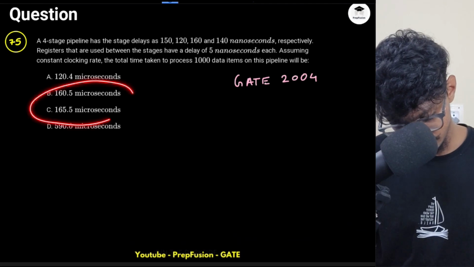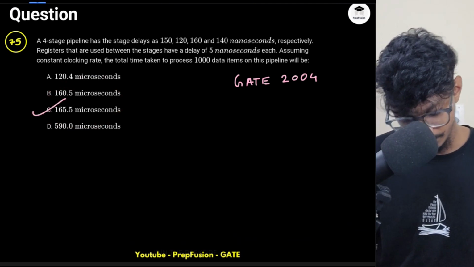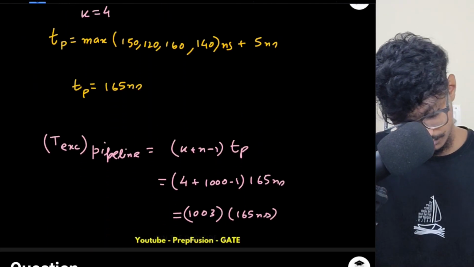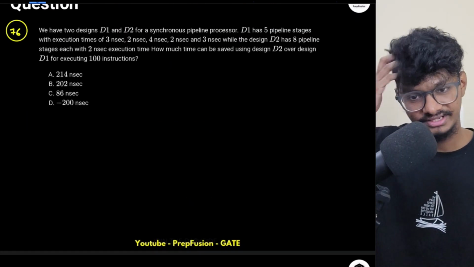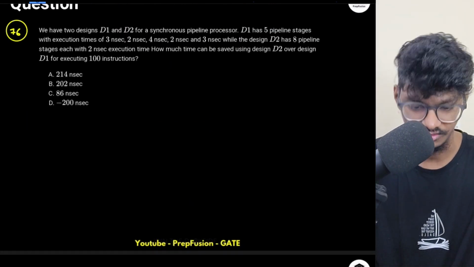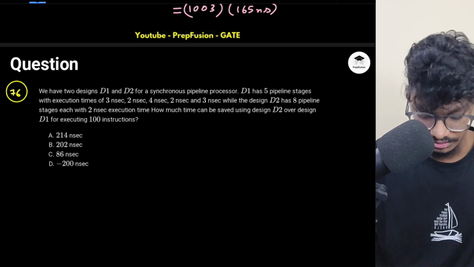165.495. So almost equal to this. Option C will be correct. I have just converted it into micro. That's it, right? So these are all very simple questions, and I know you will be able to solve them. So let's take another question.